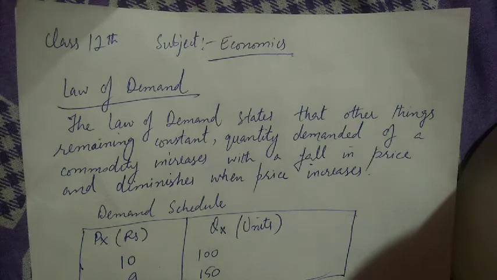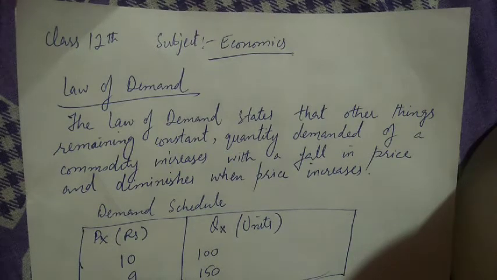In Marshall's words, we can say that the amount demanded increases with a fall in price and diminishes with a rise in price. Thus, it expresses an inverse relationship between price and demand. So, we can say the law refers to the direction in which quantity demanded changes with a change in price.